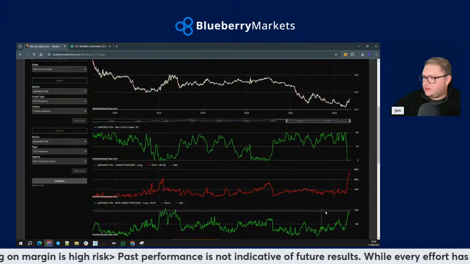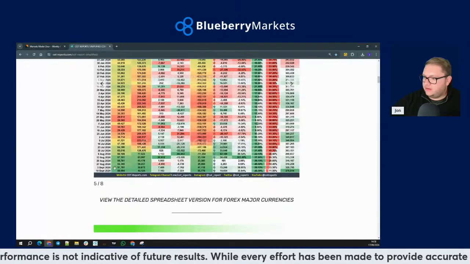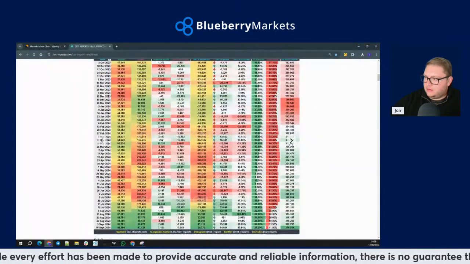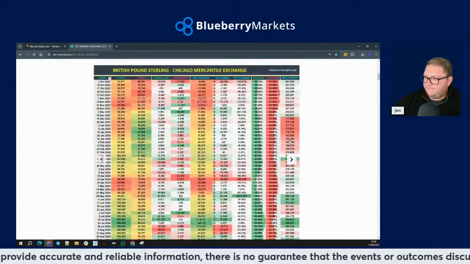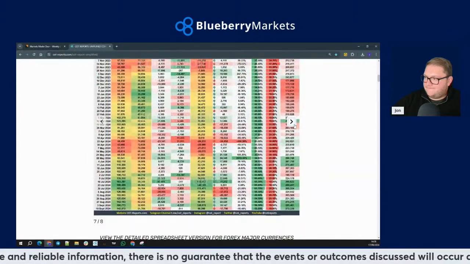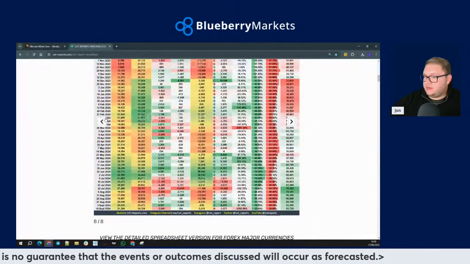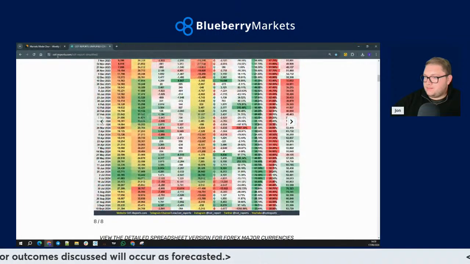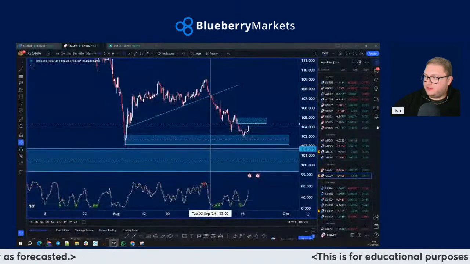Yeah, I do like where the non-commercials are as well, especially when you look at it here. You've got this aggressive green coming in. Pound's looking pretty decent as well. Starting to see some strong coloration here. Maybe pound yen. Pound yen might be a good trade.